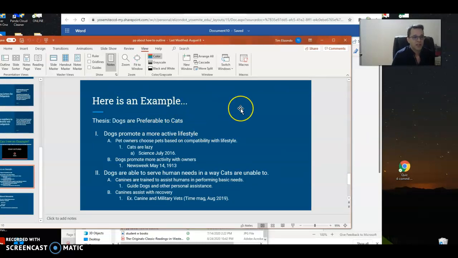So here's an example. Dogs are preferable to cats. And if you notice, I'm using Roman numerals as the big sentences. So my thesis has two reasons: that they promote a more active lifestyle and that they're able to serve human needs in a way cats are unable to. And then if you notice, underneath each point, I've got other sentences to support the points above them. And then I'm also using subpoints to indicate where my evidence is coming from.